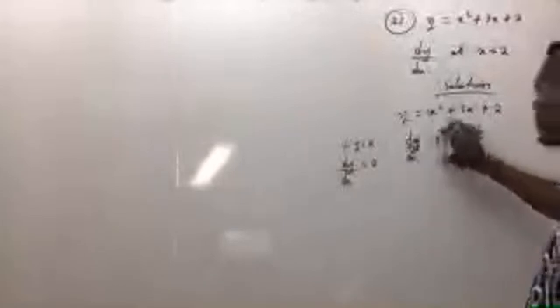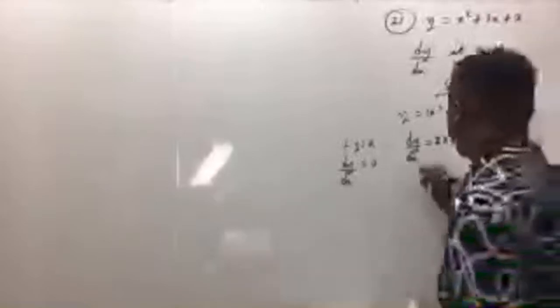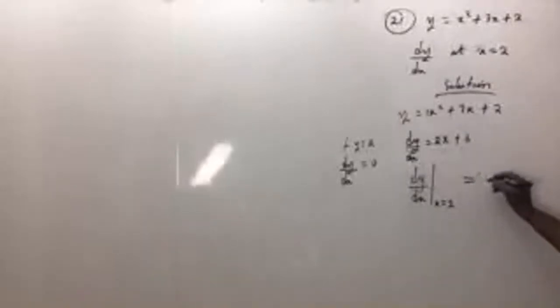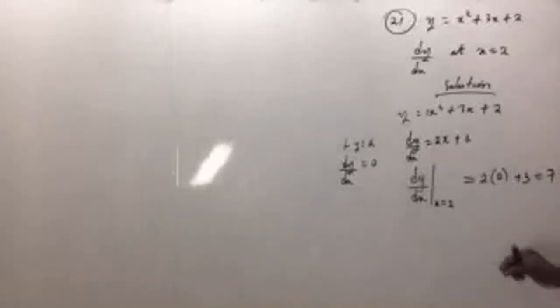So once I'm done getting this derivative, I write dy/dx at x equals 2. This means you have to obtain the derivative at x equals 2. It is obtained by substituting 2 for x into this derivative and adding 3 to your result. Now 2 times 2 is 4, and 4 plus 3 gives you 7. So at x equals 2, the derivative gives you 7.